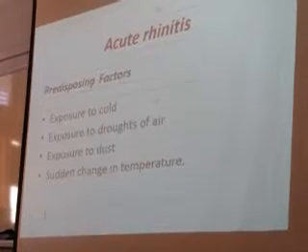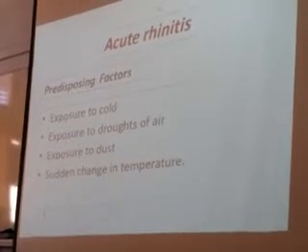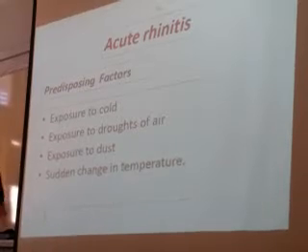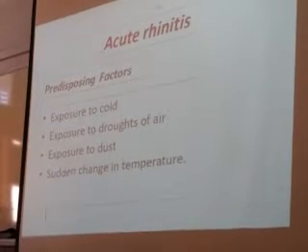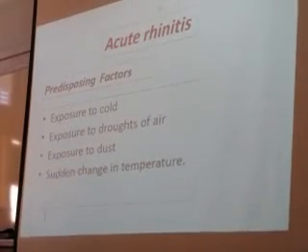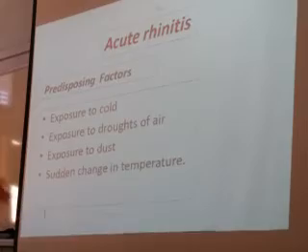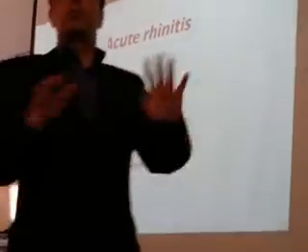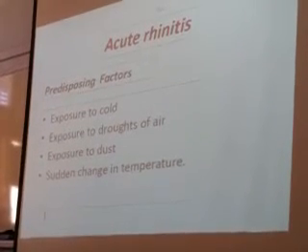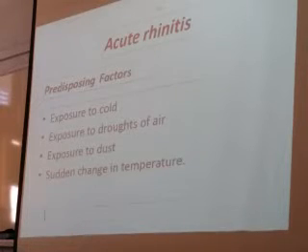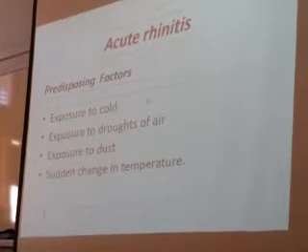So we'll come to the acute. Acute rhinitis. What are the predisposing factors? As many of us have, suddenly you are exposed to cold climate, you have this common cold. You have inflammation of the nose. Exposed to draughts of air, you have this. Exposure to dust, many people have. And sudden changes in temperature from hot to cold. You are sitting in AC, suddenly you move out and you have this running nose and sneezing and other things. So these are some of the predisposing factors: cold, dust, sudden changes in temperature, and exposure to draughts of air.